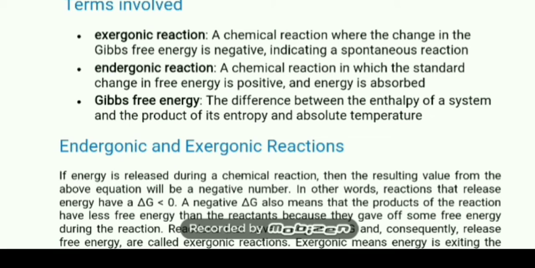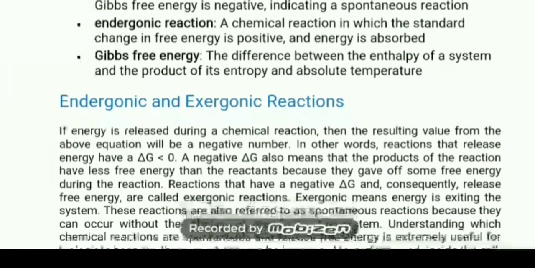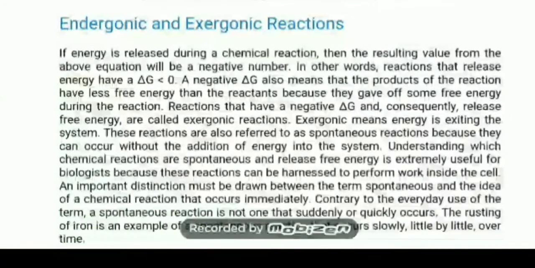Therefore, Gibbs free energy means what? So, the Gibbs free energy, we know the equation delta G is equal to delta H minus T delta S. From this equation, we can say that Gibbs free energy is the difference between enthalpy of the system and the product of its entropy and absolute temperature. Endergonic reaction and exergonic reaction, let us see in detail.